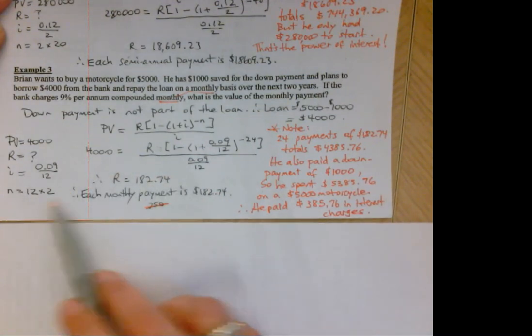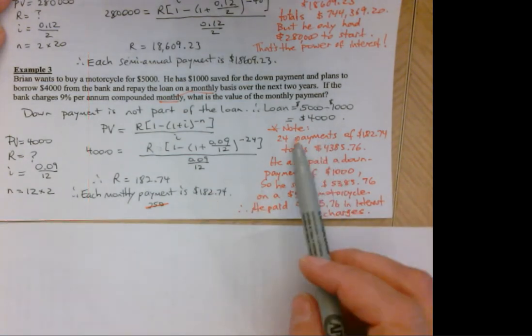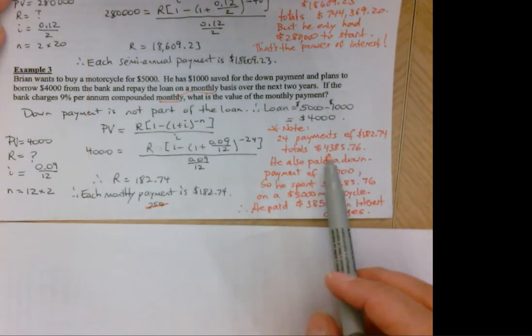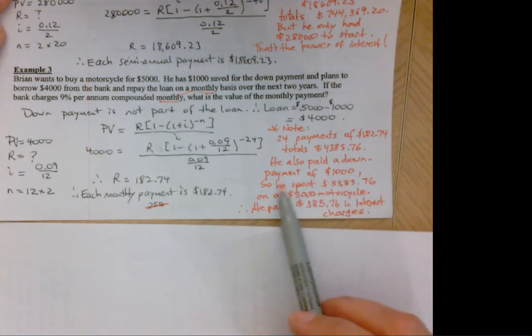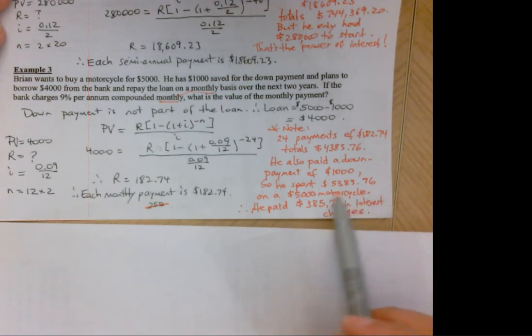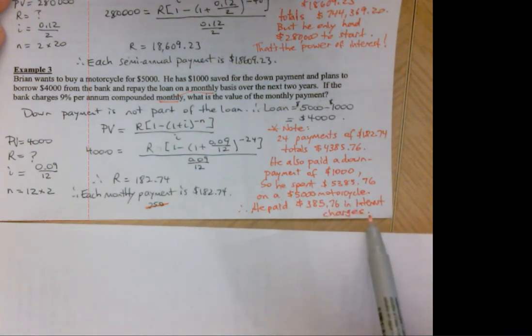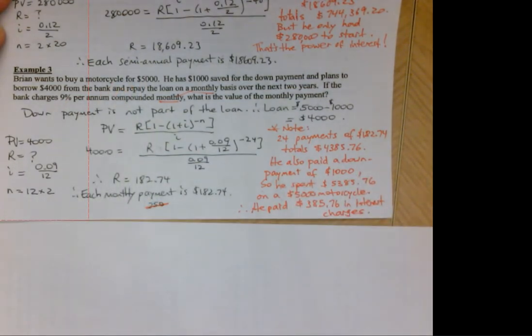He has to make 24 payments of that, 12 payments a year for 2 years. When you figure out how much that is, he's actually paying $4,385.76 in monthly payments. He also put down a down payment of $1,000, so really he spent $5,385.76 on the motorcycle. But the motorcycle was only worth $5,000. So he really has been paying $385.76 in interest charges. Because if he doesn't have the money to pay for it today, he's going to be paying more for it in order to pay over time.